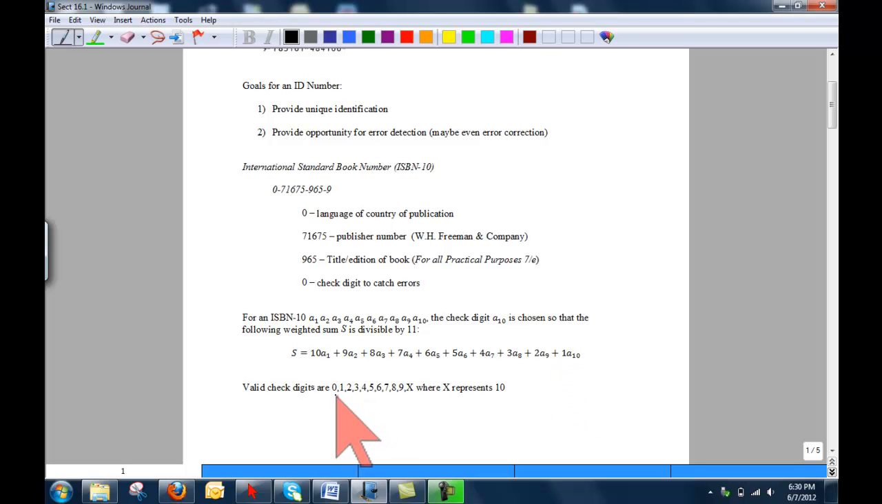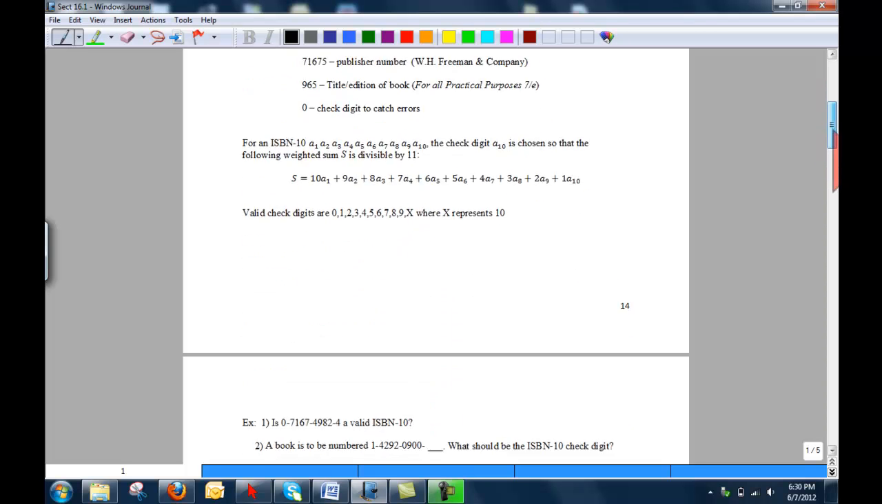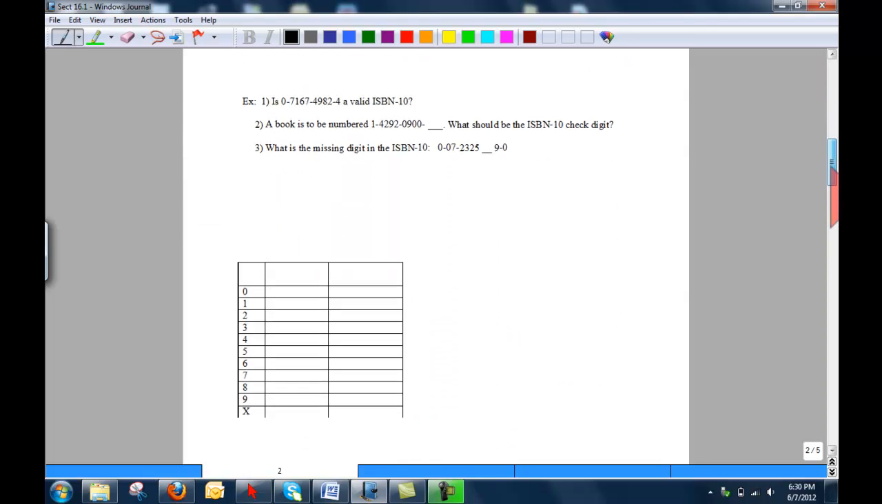It turns out then that valid check digits are either 0 through 9, or maybe it would have to be a 10, but a 10 is not a single digit, and so ISBN 10 uses the symbol X as well. If the check digit would have to turn out to be a 10, then the symbol X is used instead. Let's look at an example, several examples actually. Is this number a valid ISBN 10? Well, what I'm supposed to do is compute this weighted sum. So here we go.